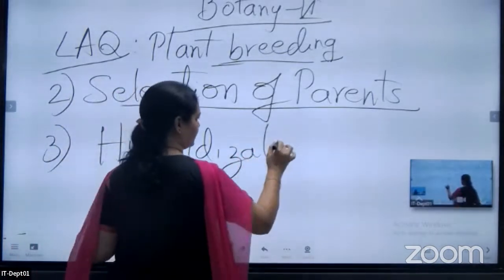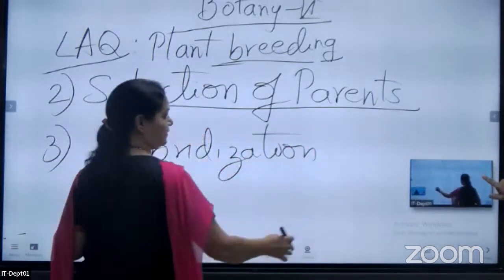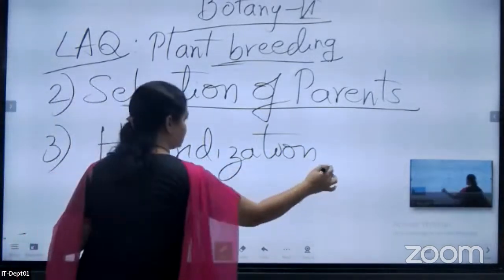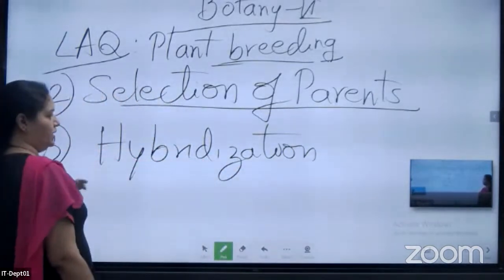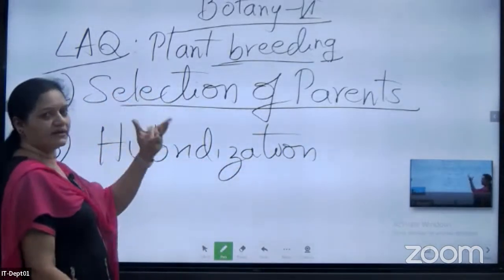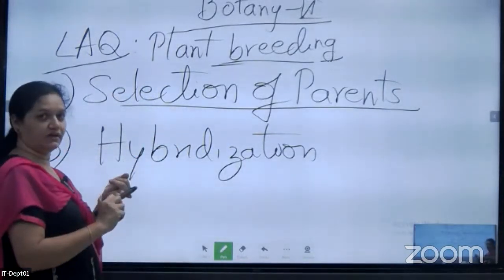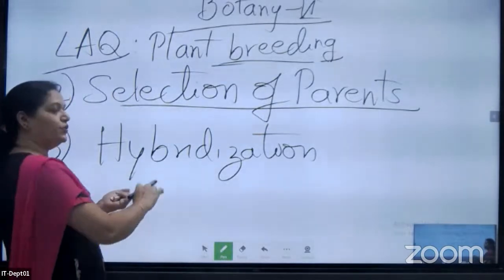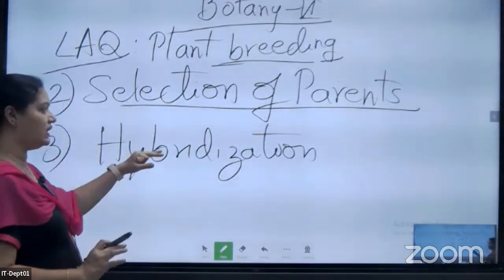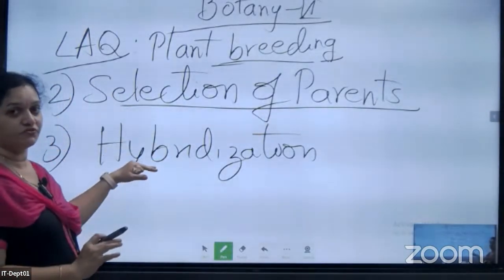Hybridization. So in this step, what will we do? Once we have collected the germplasm and selected the parents from the collections, now we will do the hybridization. This is artificial hybridization, what we have to do.